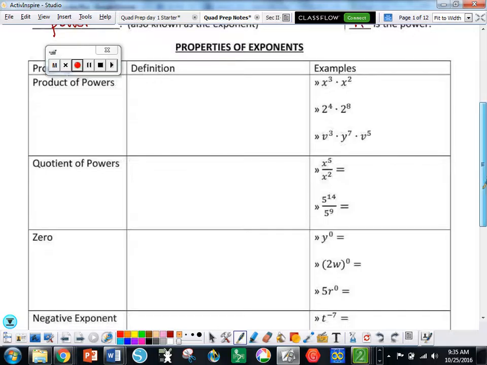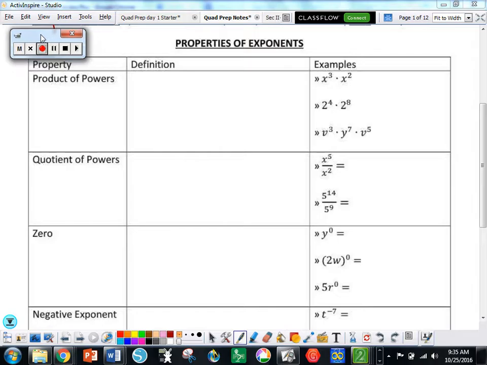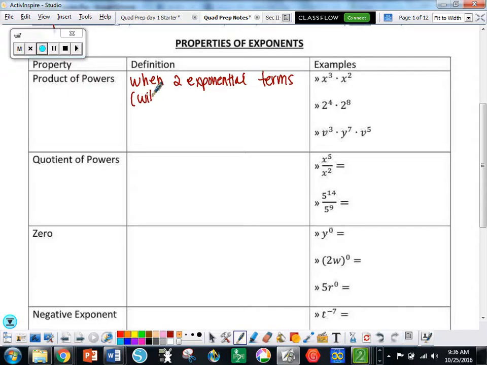Not fun. So the first one is called the product of powers. So we have two exponential terms that have the same base, and you multiply them together.